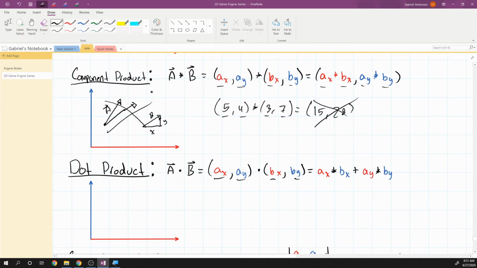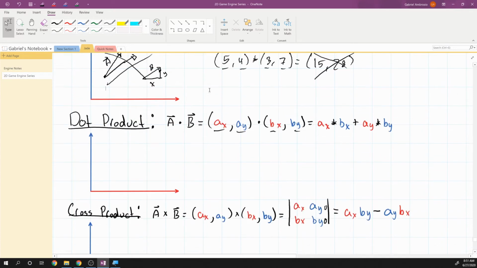If you guys know of any way that you use the component product for like real life things and using it graphically, let me know because I'd be interested. But I've never found use for this. I just figured I'd mention it because what I thought when I first saw this was, oh, you would just multiply x's, multiply y's. But no, that's not actually what you do.